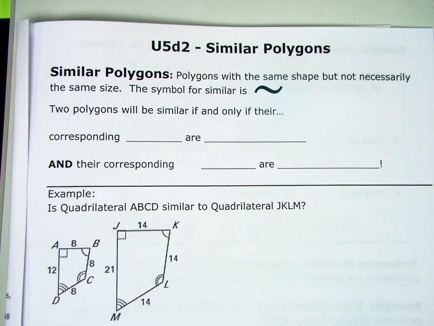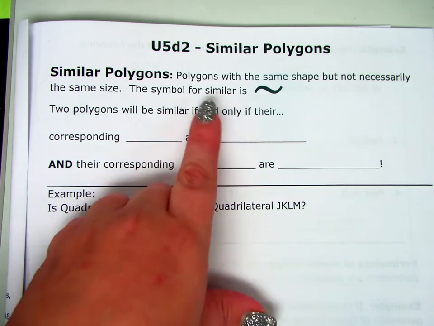Okay? And then they also have to be closed, so they can't be like an angle symbol. They have to have that third side. They have to be closed. So that's what makes a polygon. Examples of polygons are triangles, quadrilaterals, pentagons, hexagons, octagons. Okay? Those are polygons. Today we're going to look at similar polygons.